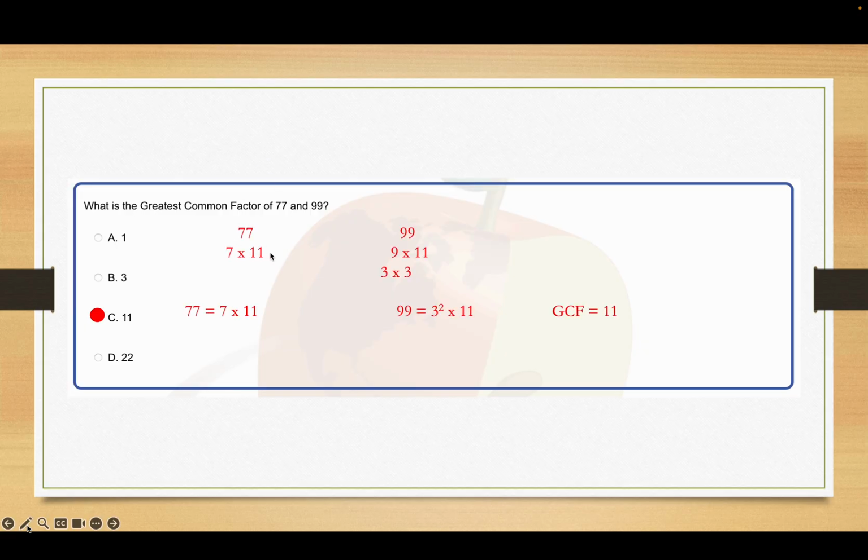77 is 7 times 11. Here's the prime decomposition here. 7 and 11 are both prime numbers. We're done. 99 breaks down to 9 times 11, but 9 can be broken down. That's a composite number. 9 breaks down to 3 times 3. So 99 is 3 squared times 11. Now, I look for factors that are on both lists, and the only one I see is 11. So the greatest common factor is 11.